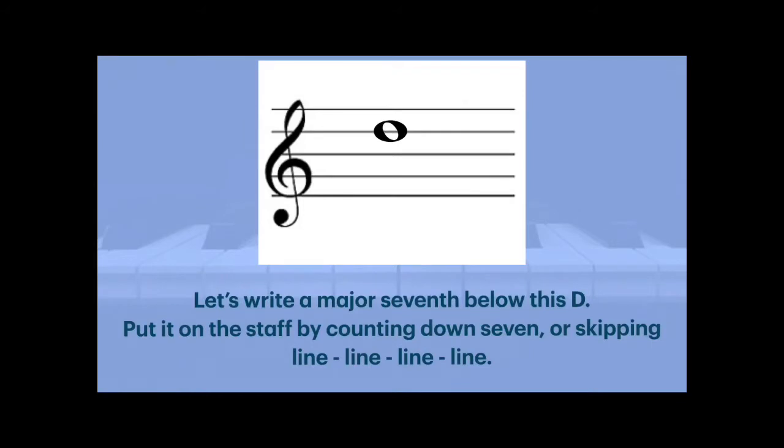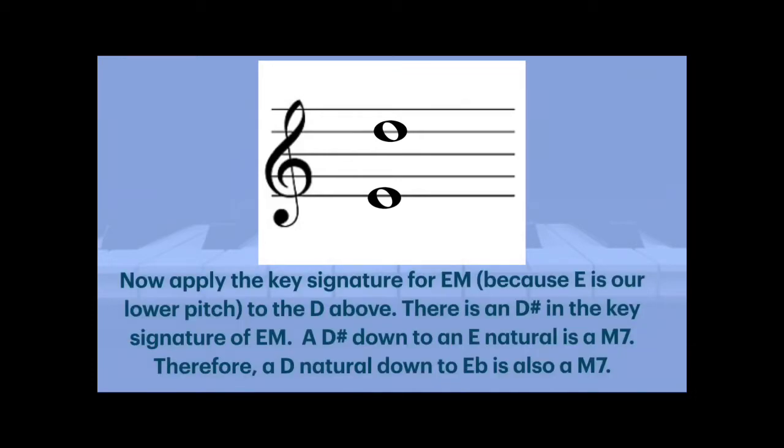Let's write a major seventh below this D. You can count line, space, down 7, or you can use my preferred method, which is to skip line, line, line, line. This gives us the quantity of a seventh. Now apply the key signature for E major, because E is our lower pitch, to the D above.